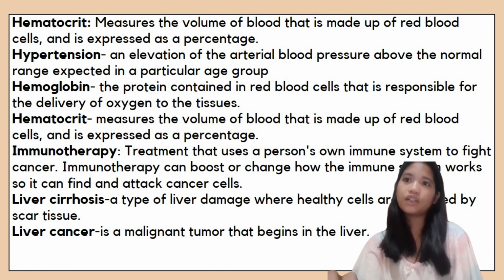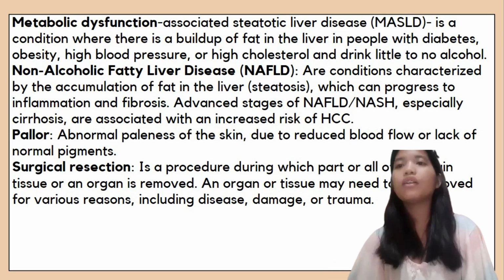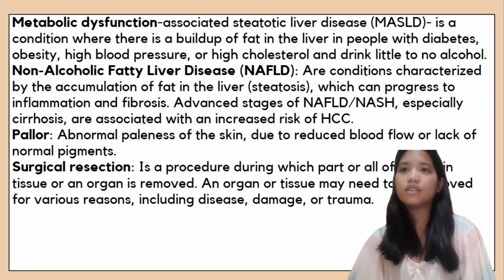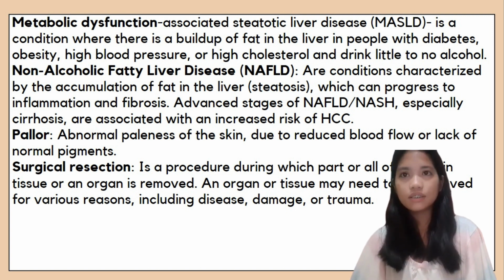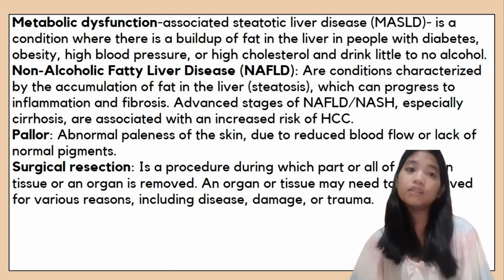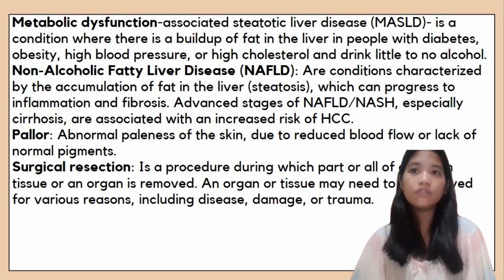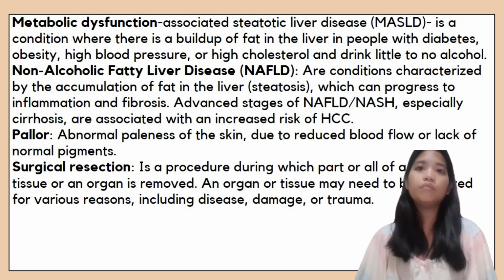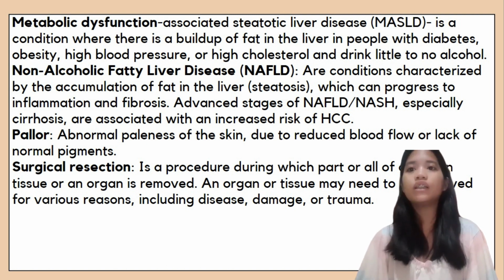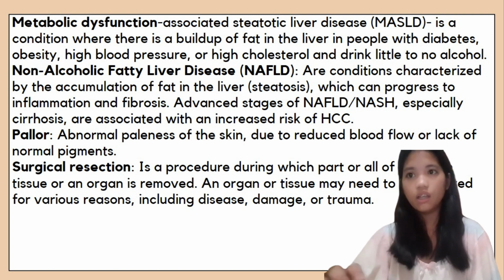And next is liver cancer. Liver cancer is a malignant tumor that begins in the liver. Metabolic dysfunction associated steatotic liver disease or the MASLD. So it is a condition where there is a buildup of fat in the liver in people with diabetes, obesity, high blood pressure or high cholesterol, and drinking little to no alcohol.